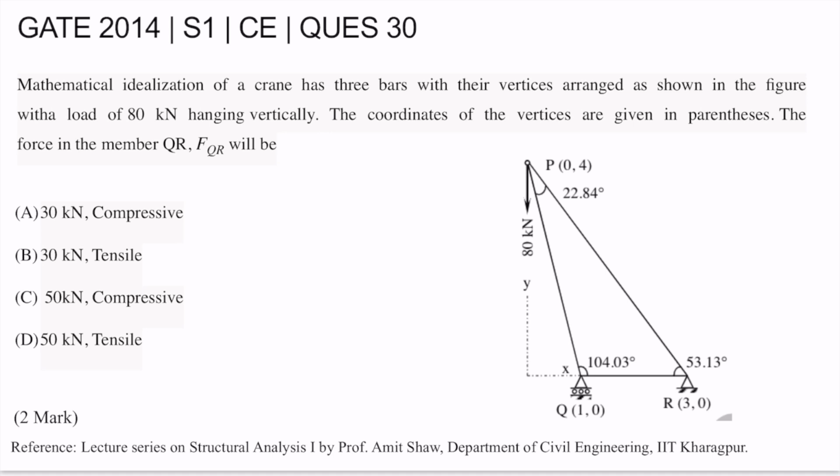Hello everyone, so today I'll be discussing question number 30 of GATE 2014 Set 1. Mathematical idealization of a crane has 3 bars with their vertices arranged as shown in the figure. With a load of 80 kN hanging vertically, the coordinates of the vertices are given in parentheses. The force in the member FQR will be.